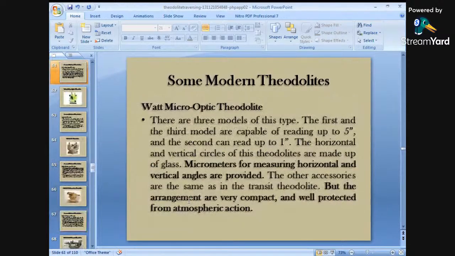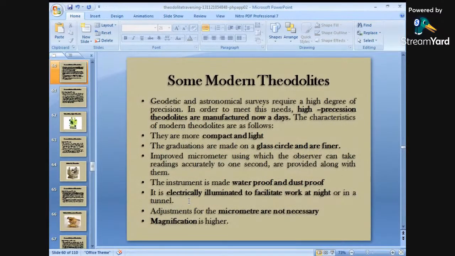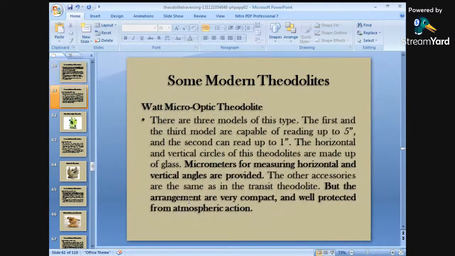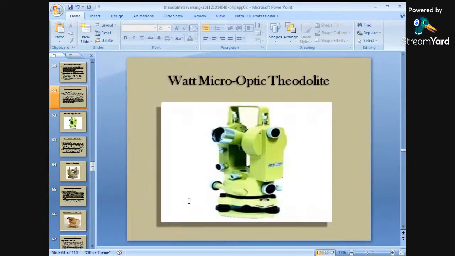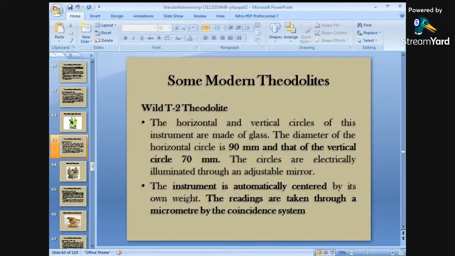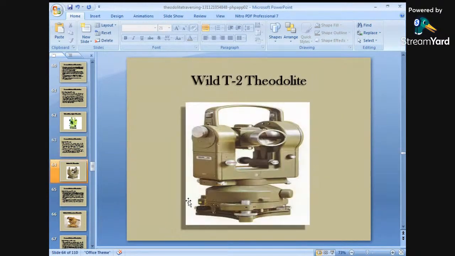So these are all about the adjustment. Now there are some types of modern theodolites available, which have higher magnifying values. One is your Watt micro optic theodolite. This is the diagram of your Watt micro theodolite. Then there is the Wild T2 theodolite. This is the photograph of your Wild T2 theodolite.